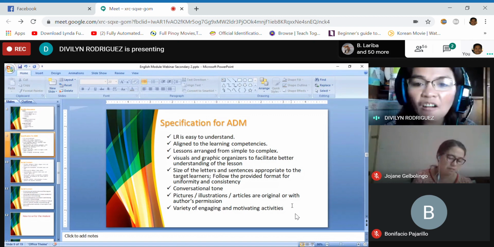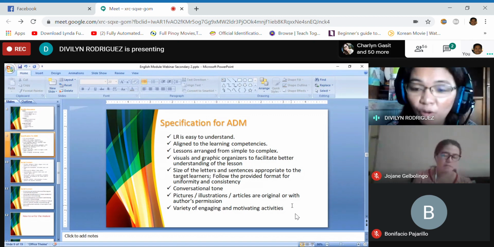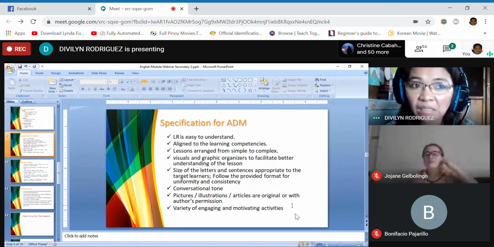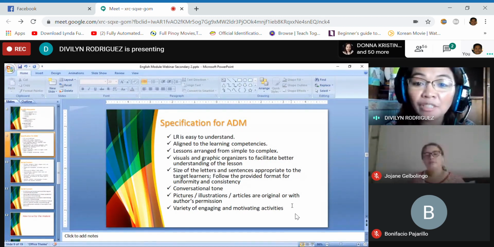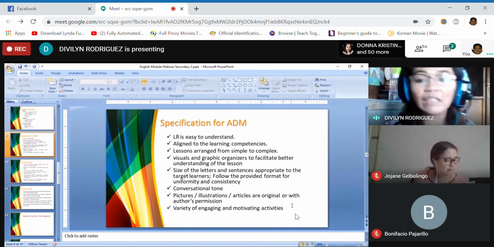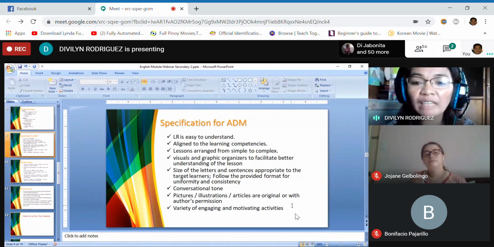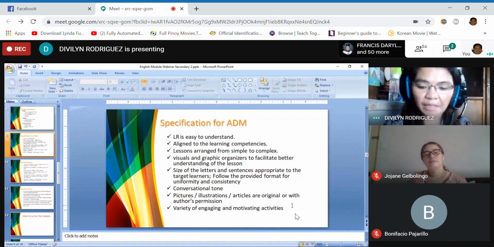Aligned to the learning competencies, of course, and now we are using the MELCs. Lessons are arranged from simple to complex. Alam natin kung paano gagawin yan. So we start with a simple activity down to a more complicated activity. Visuals and graphic organizers are used to facilitate better understanding of the lesson. Graphic organizers are very powerful tools.